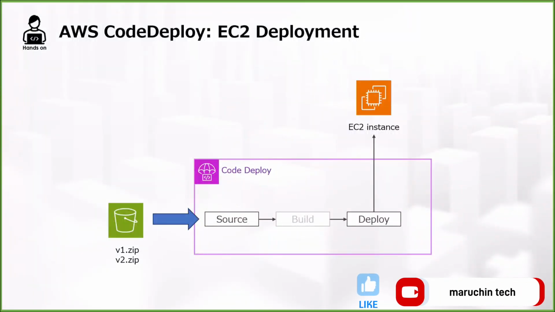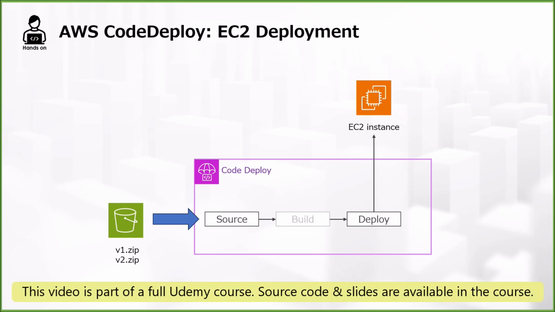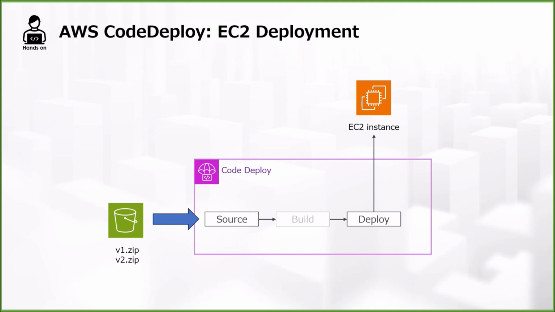Let's do a hands-on for AWS CodeDeploy. In this hands-on, we will use the CodeDeploy application to perform an in-place deployment of the simple web page to the EC2 instance. And we will use an S3 bucket as the source repository, a revision location, and deploy directly to the Amazon EC2 instance.